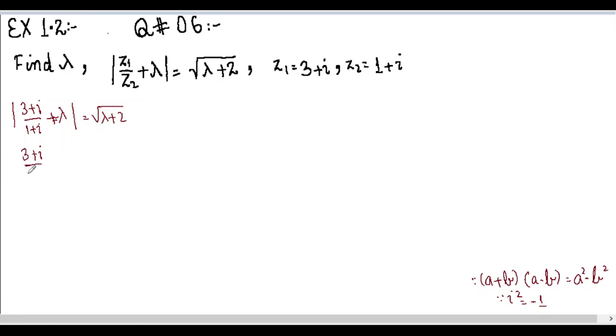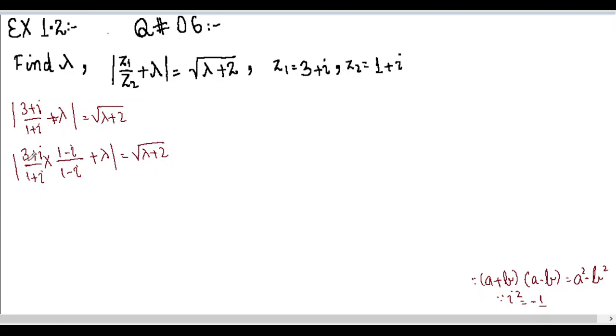Just let me write it here. Now, to multiply and divide it with the conjugate of the complex number in the denominator. The denominator is 1 plus iota, so we have to find its conjugate and write it over here. Its conjugate will be 1 minus iota. We just have to change the sign of the imaginary part of the complex number. And here again we have to write 1 minus iota plus lambda equals square root of lambda plus 2.